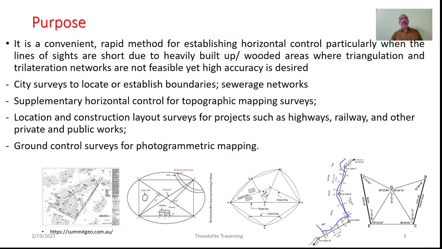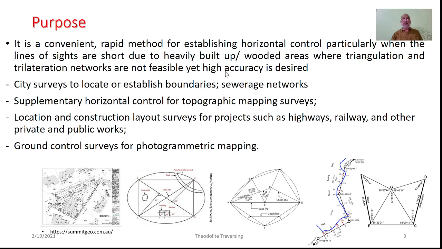The method of traversing is convenient. It is a rapid method for establishing horizontal as well as vertical control, particularly when lines of sight are short due to heavily built up or wooded areas where triangulation or trilateration like techniques are not feasible.